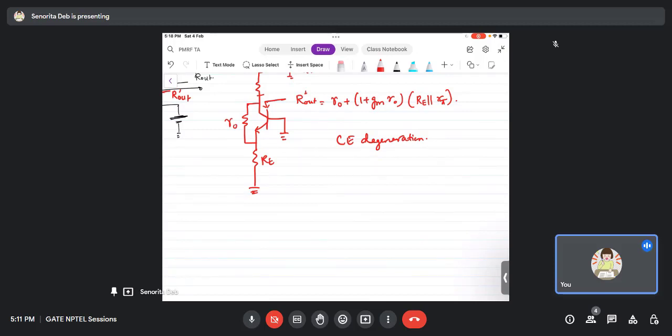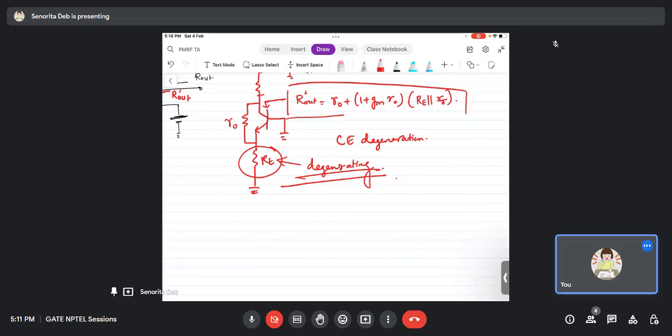Now R naught, and what RE is doing, it is basically degenerating, right? And therefore, as per the rules of degeneration, the degenerating resistance gets multiplied with the gain factor, and gets added to the original output resistance, and that gives you the total output resistance. So that is what has exactly happened. Okay, so this is a very interesting result. Please take a note of this.